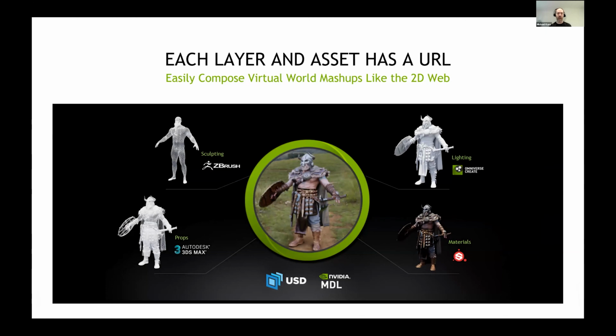Just one further comment about the different layers. Each one of these layers that we talk about as part of the USD has its own URL. So in this character example, you can have a base mesh that you perhaps created in ZBrush. That could be one layer. You can add props to it. For example, you may choose to use 3D Studio Max. That's in another layer, a separate file that's shared through the Nucleus server. You can add additional capabilities of lighting in separate layers, materials in separate layers, all independently editable. And each one can be anywhere on the entire internet.